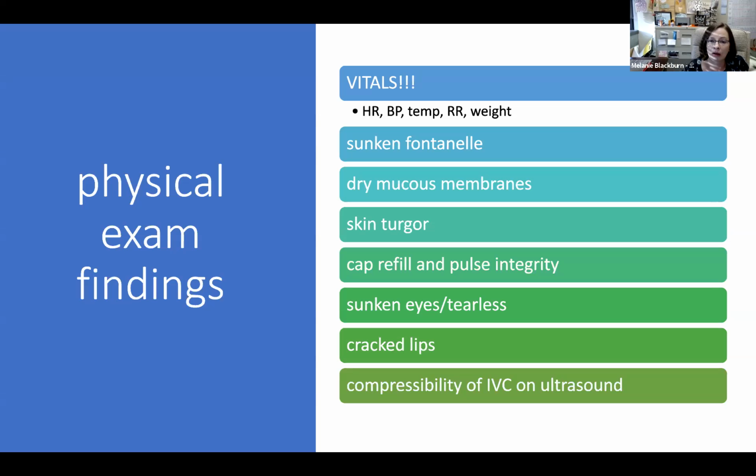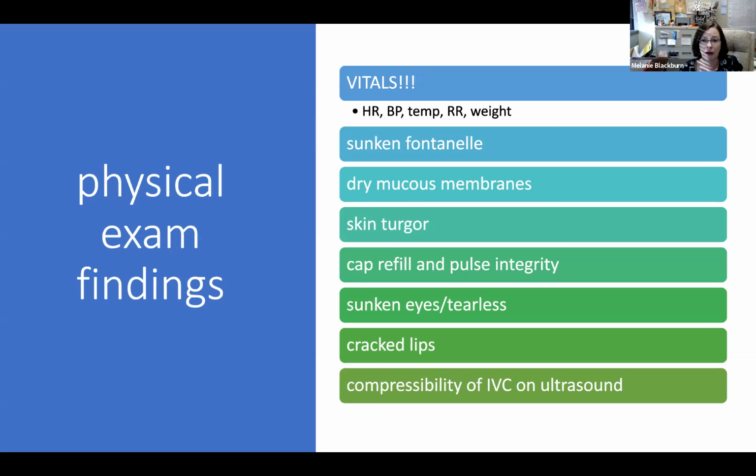So heart rate, obviously, is going to be our first sign of dehydration, or at least moderate dehydration in our patients. So tachycardia for age. Knowing what age range normals are is important as well, and then knowing when it's abnormal, that could be your first indicator of dehydration.